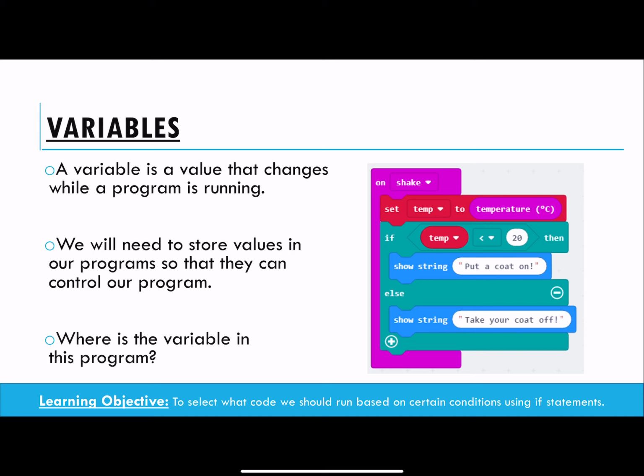And the variable in this program, as we said before, is temp. Temp is just a name we've given for temperature. It's not a set name. We could call it Bob if we wanted to, but that would be a terrible program because we don't know what Bob is.